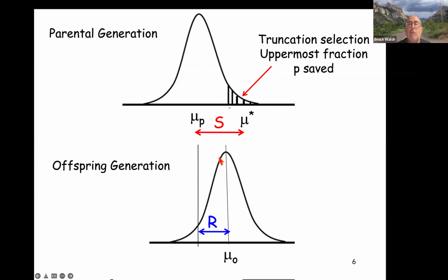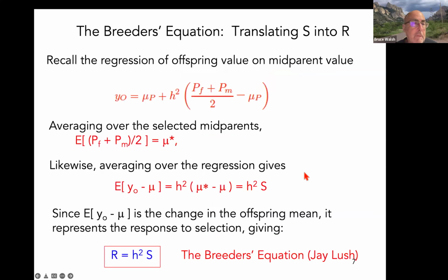Notice, though, that the response is smaller than the difference in the parents I choose. Why? Because parents are imprecise predictors of their breeding values. And so in this situation, I get a large within generation change, and then I get a smaller response. So what parameter connects these two? And the answer is the heritability.